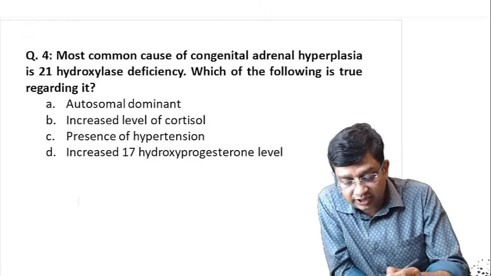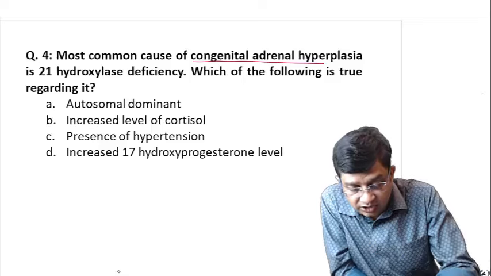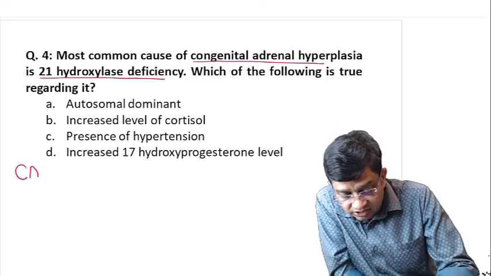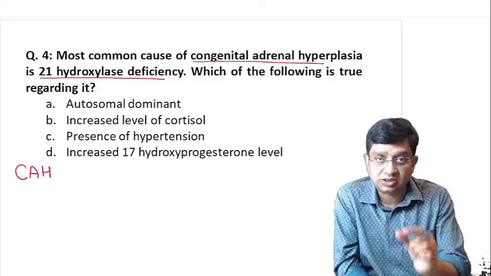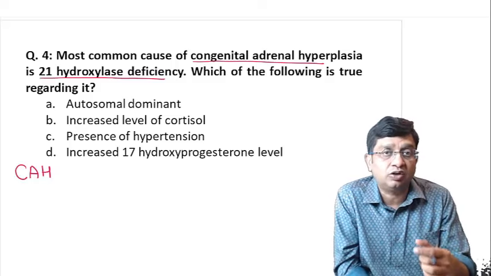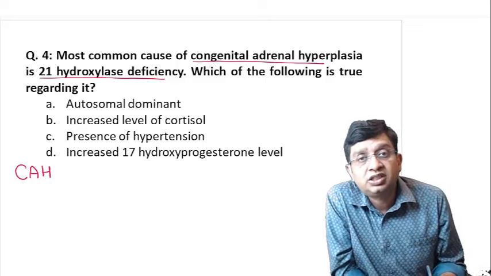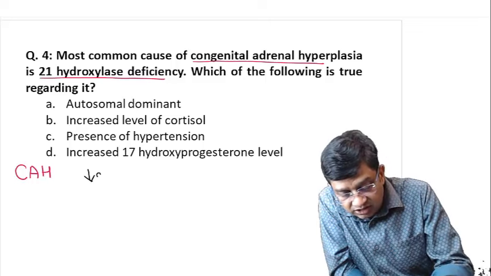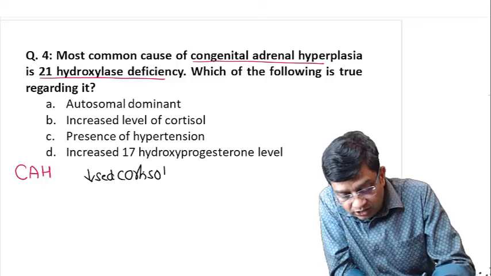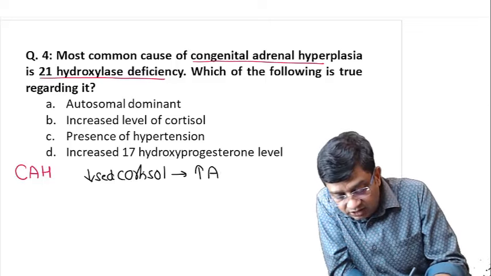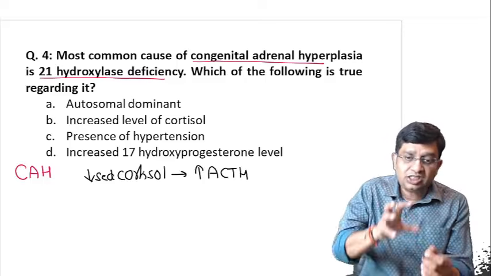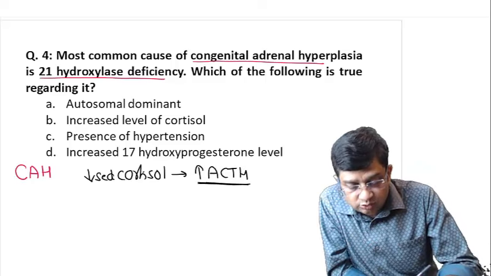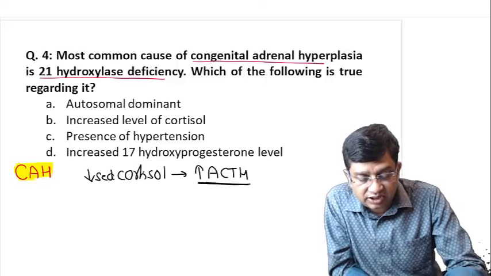Most common cause of congenital adrenal hyperplasia is 21-hydroxylase deficiency. Which of the following is true regarding this? So if I just discuss the condition CAH, congenital means since birth, hyperplasia means increase in the size of adrenal gland. So in this condition, there is increase in the size of adrenal gland since birth. And why does it take place? There is decreased amount of cortisol. And due to decreased amount of cortisol, there is increased ACTH. So this ACTH is stimulating the adrenal gland. So what will happen to the size of adrenal gland? That is going to increase. So you are labeling this condition as congenital adrenal hyperplasia.